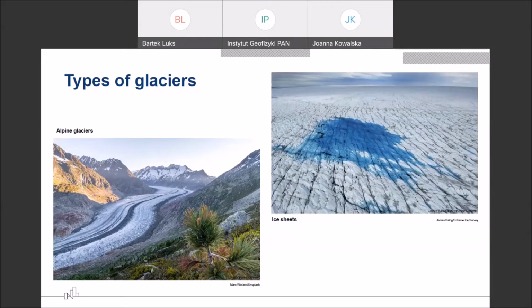There are two big ice sheets in the world. The first one is Antarctica, the other one is Greenland, but there's quite a lot of other ice sheets like the Patagonian ice field or big ice sheets in Alaska or tiny ice sheets in Svalbard.